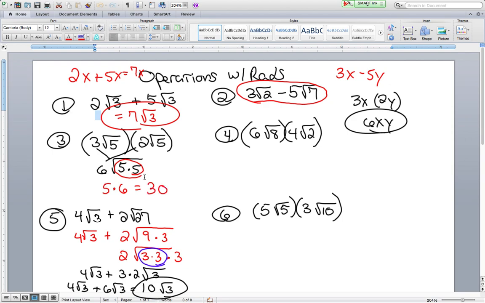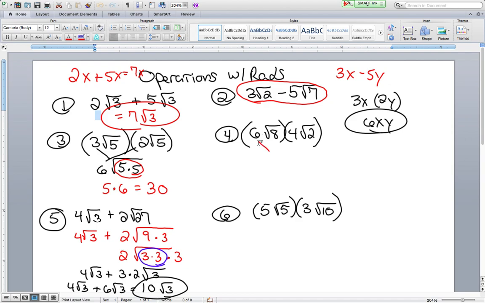So if you don't believe me, take 3 rad 5, multiply it by 2 rad 5, and you will get 30. Now, it's kind of cool that you can take an irrational number times an irrational number and end up with a rational number. It's pretty cool. All right, so let's try number 4 here.